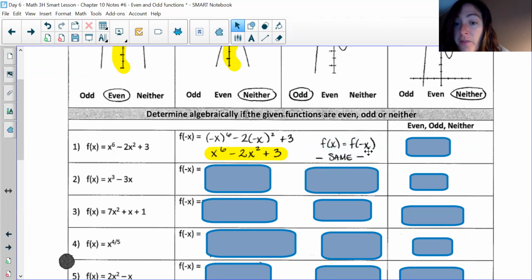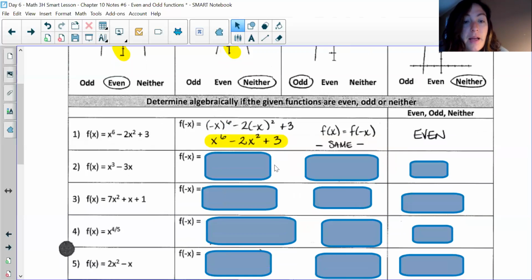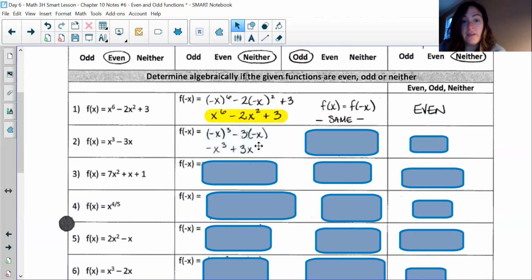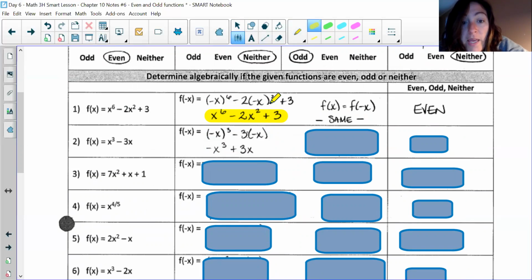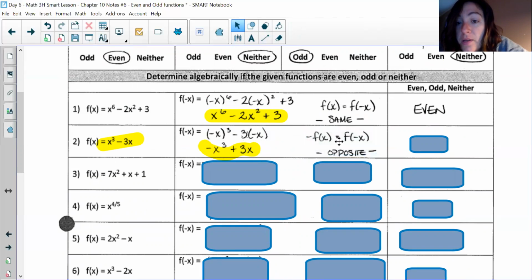So since f of negative x was f of x, that's the property of even functions. Next example, f of negative x. So we substitute in negative x, we get negative x cubed minus 3 times negative x. Negative x cubed is negative x cubed. Negative 3 times negative x is positive 3x. So we have the opposite of f of x. Notice every sign has changed. So f of negative x gave me the opposite of f of x, and that means it's odd.